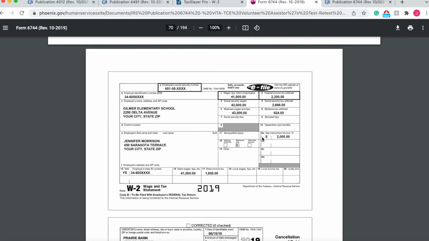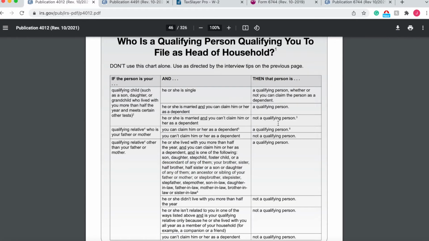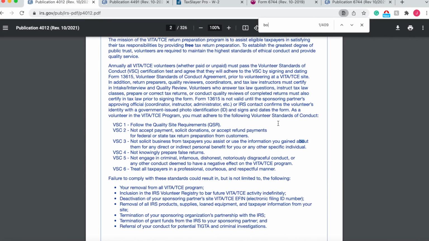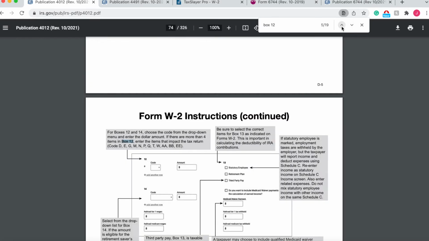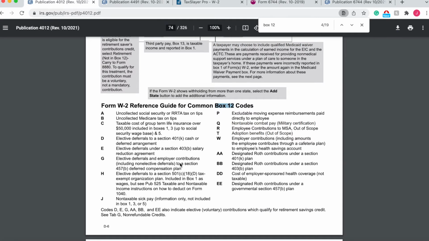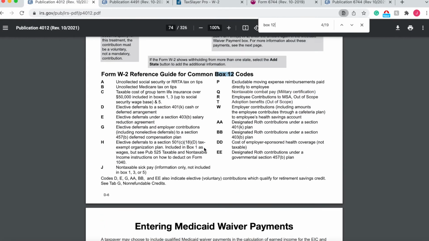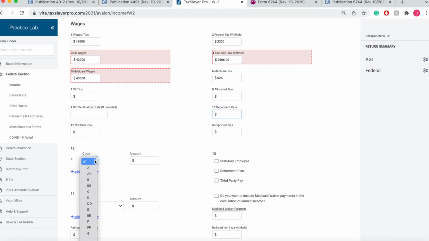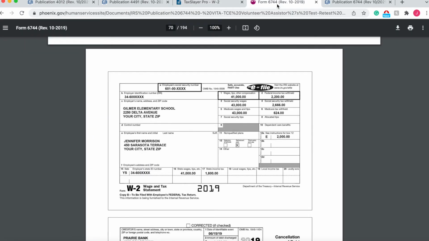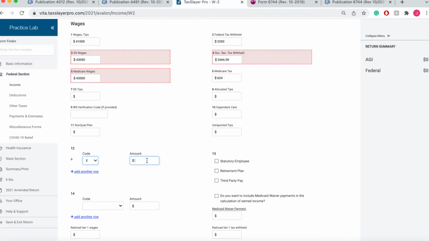And then 12A here, we see that we do have something in the box and we do have a box code. And so that's going to send us here to publication 4012. And what I'm going to do here is I'm just going to search for box 12 codes. And I'm going to go down here to the W-2. It says elective deferrals under a Section 403B salary reduction agreement. So here it doesn't say anything about how that's actually going to change my return, but it's something I'll keep in mind later, and I'll make sure that I enter it here in TaxSlayer. So you see here E for $2,000.